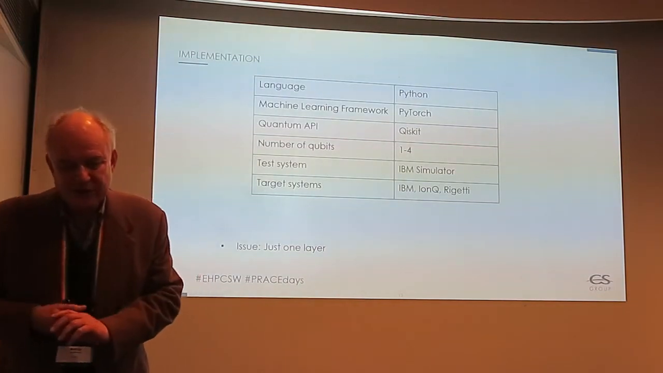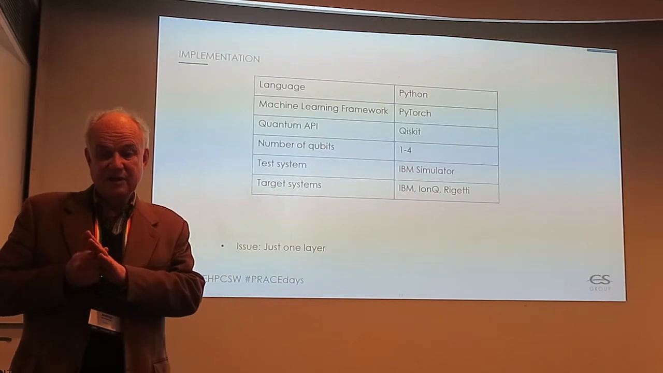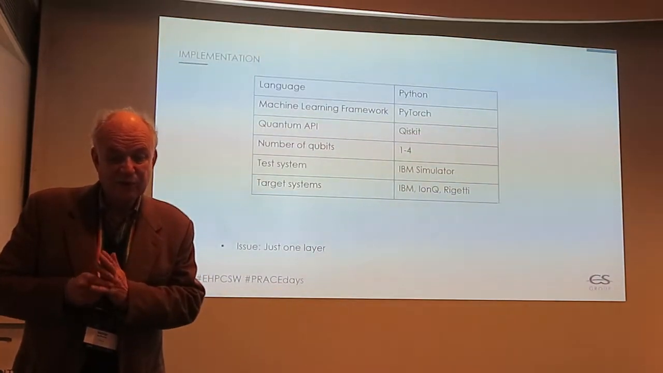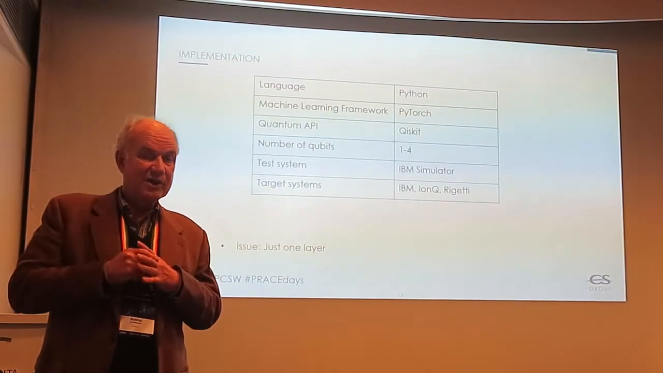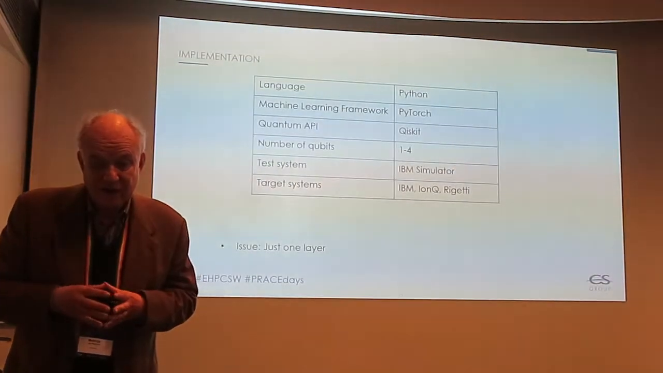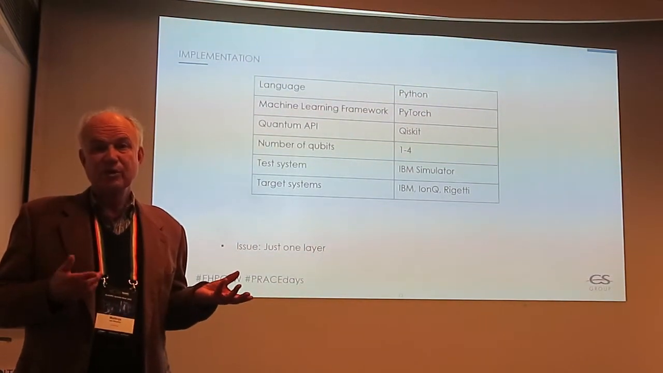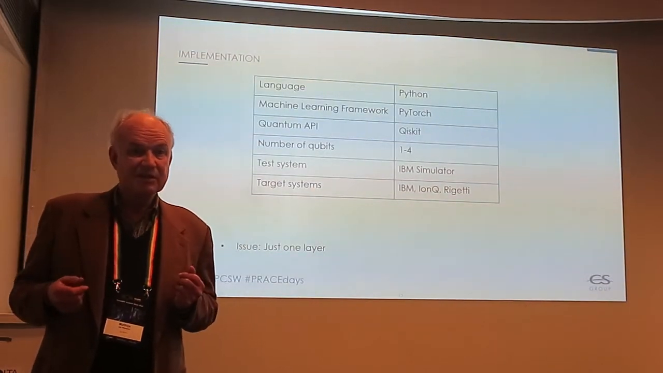The implementation was in Python. We used PyTorch with a Qiskit API, and the number of qubits was 1 to 4. And we ran it on the IBM simulator. Note that the code itself can then be run either on an IBM quantum computer, IonQ, or Rigetti. Those are the three that support Qiskit.